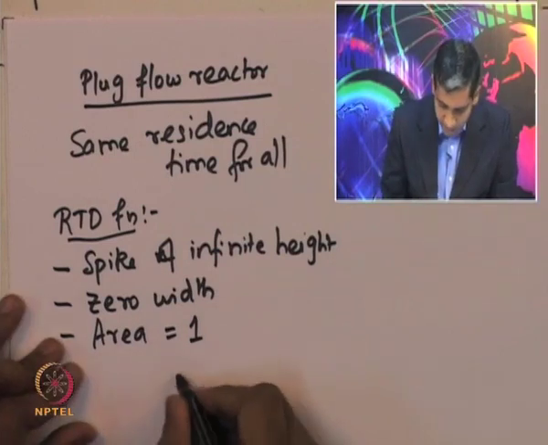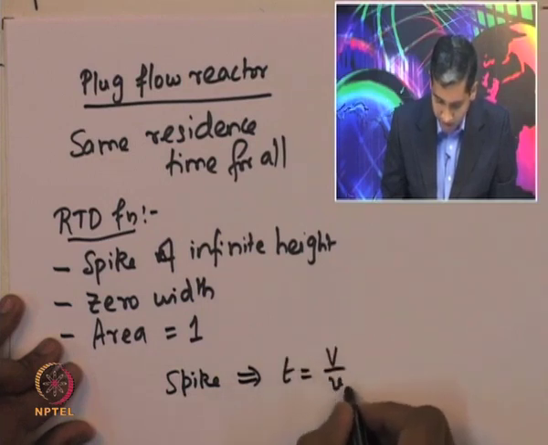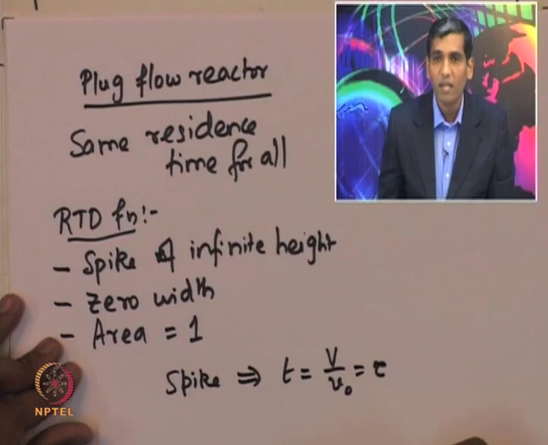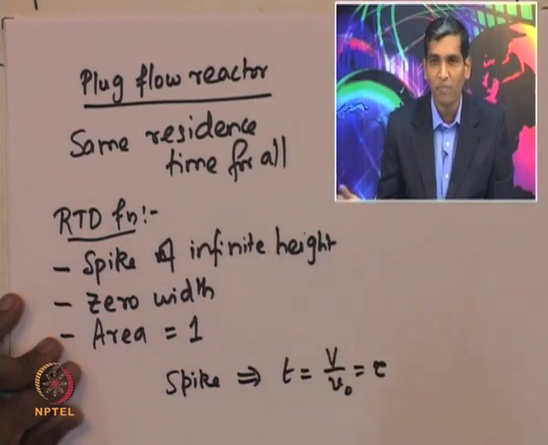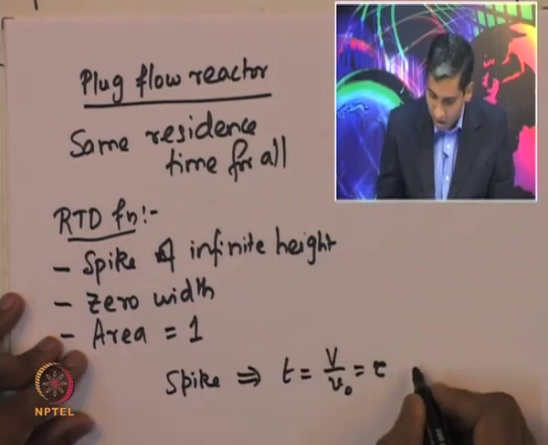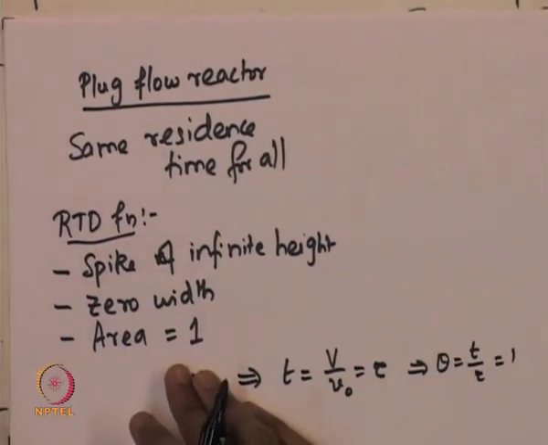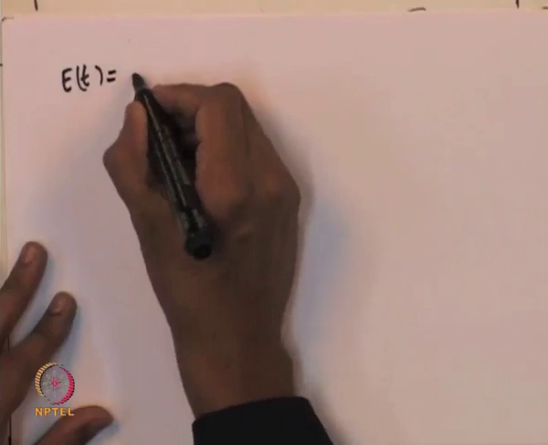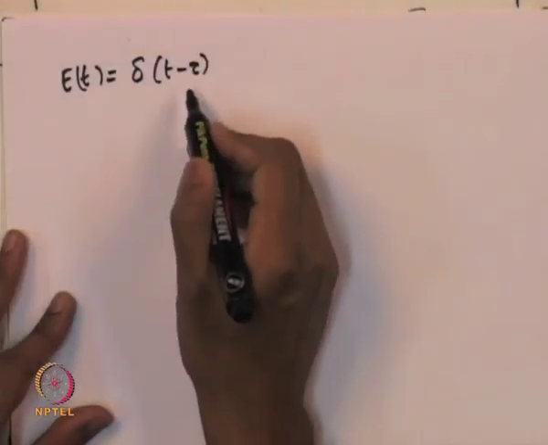So, therefore, the spike will be exactly at t equal to V by V naught, that is equal to tau, which is the space time of the reactor, and because there is no dispersion, the space time of the reactor will also be equal to the mean residence time of the reactor, or in non-dimensional terms theta equal to t by tau, that is equal to 1. So, the corresponding E curve, because of these properties of the RTD function for the plug flow reactor, should simply be represented by the Dirac delta function centered at the space time of the reactor.